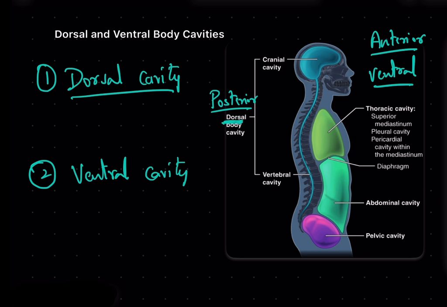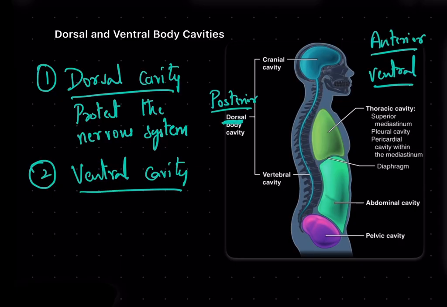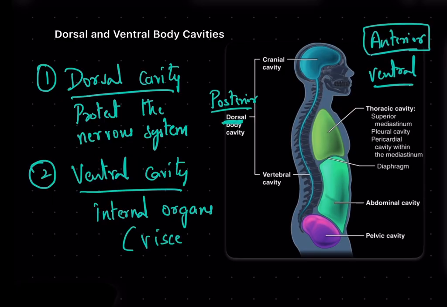This cavity is responsible to protect the nervous system, which is mainly the brain and the spinal cord. Okay, while the ventral body cavity, the anterior one, is responsible to house the many of the internal organs that exist in that region. Internal organs of the body are called viscera. It's useful for you to remember this word because we will be using this word later in the video. So viscera are simply the internal organs.